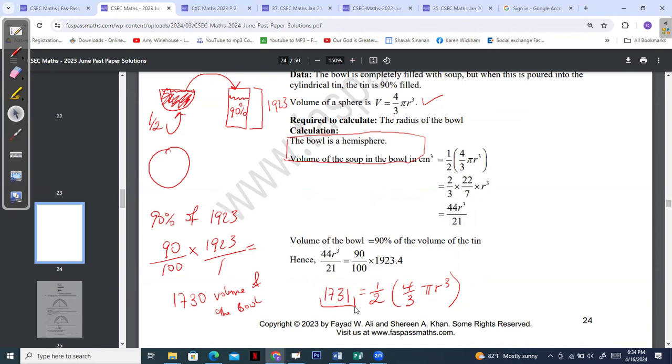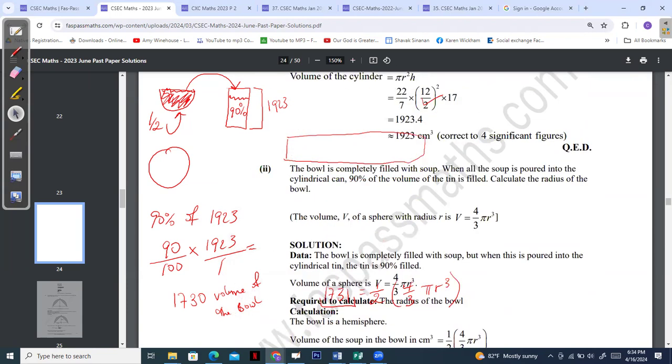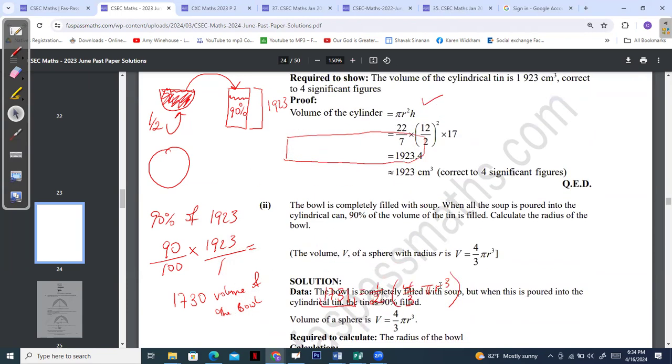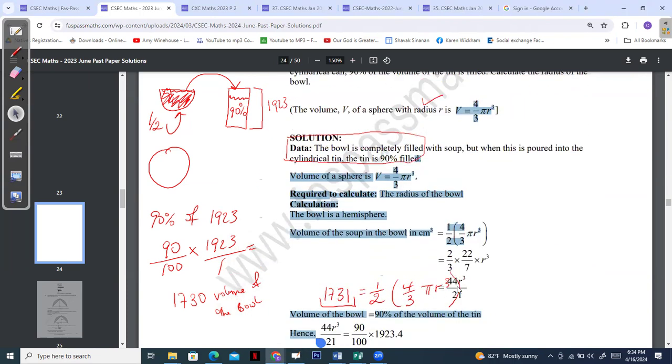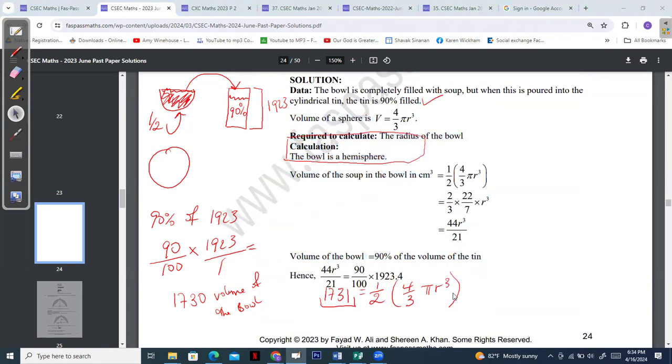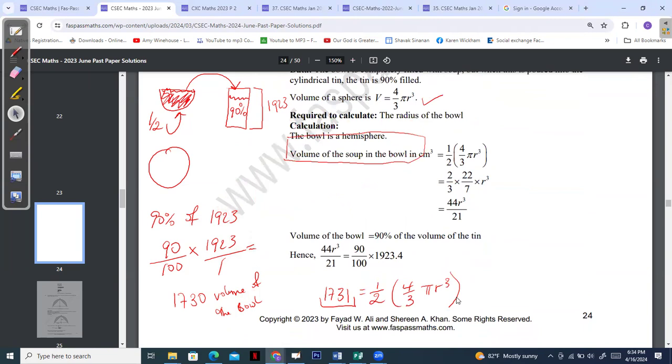Anybody have an idea what we should do next? If I want to find R, shouldn't we just transpose now? All you have to do now is transpose. And what are we transposing for? We're transposing to find R, because what did the question ask us in the beginning? Calculate the radius. So let's pause here. Everybody see why we're doing what we're doing now? You're taking the information that you found to use it to find what they ask you for.